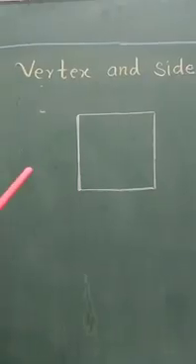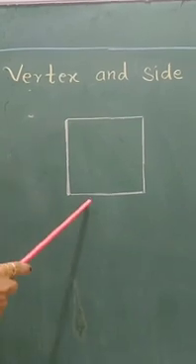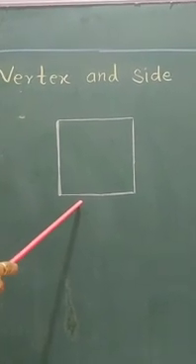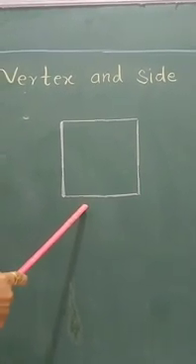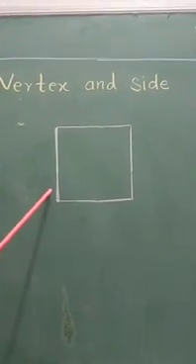Now I am going to explain to you what is a vertex. Vertex is a corner or a point where lines meet. Now, for example, you can see the shape of this picture. It is a square in shape. Now, a square has how many corners? You can see here.